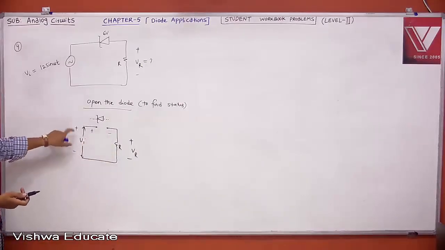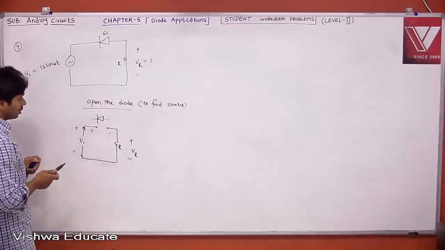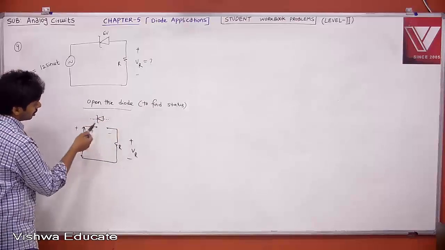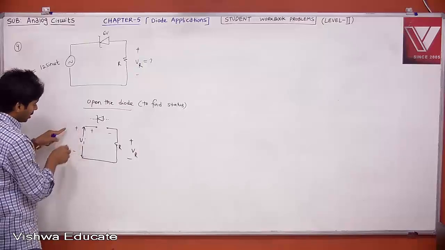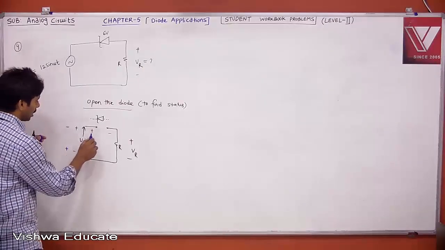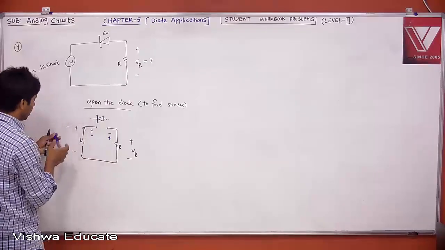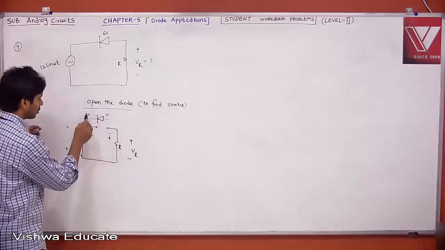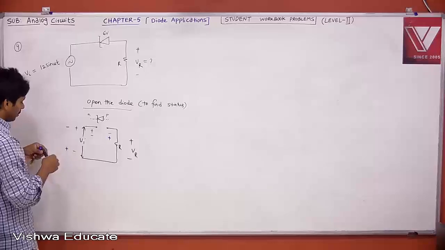Therefore when VI is positive, your Zener diode is in reverse bias, until it crosses the breakdown voltage. When VI is negative, this will be minus and this is plus. This is your P and this is your N. P is connected to positive and N is connected to negative? No: P is connected to negative side, so when VI is negative, your Zener diode will be on.